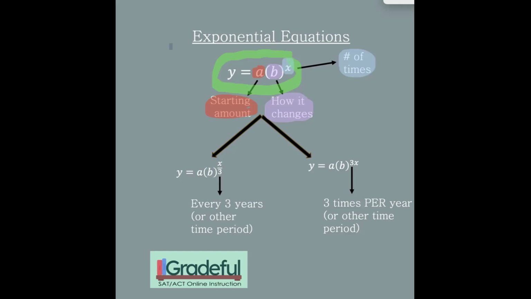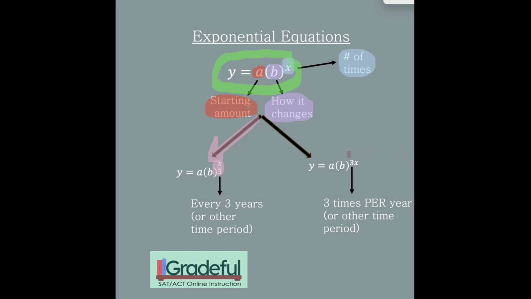And the two ways that you'll see that sort of varied on the SAT is instead of having X, you'll have X over 3, which means it's every 3. So let's just say X is the number of years, then X over 3 would be every 3 years. So the idea is that the exponent would equal 1 every time X changes by 3. So it's changing by 3 to trigger a new exponential change.